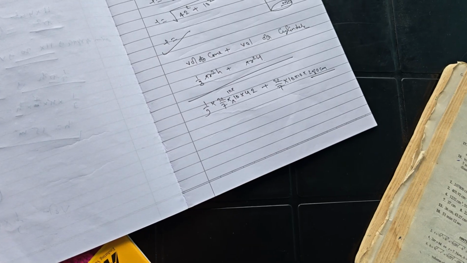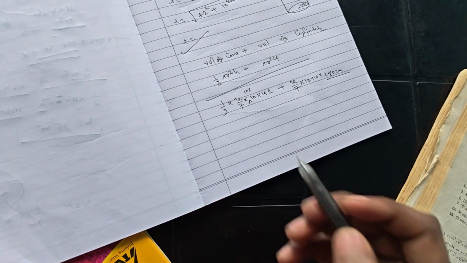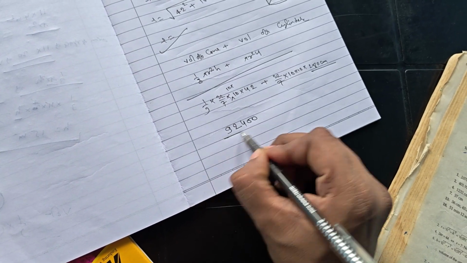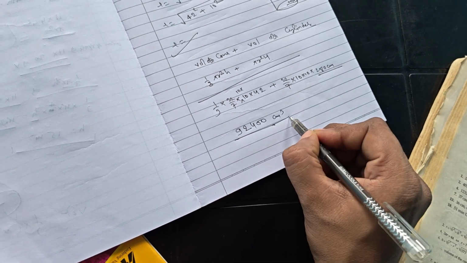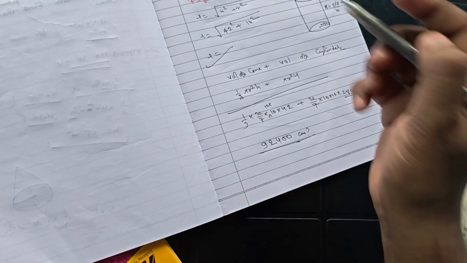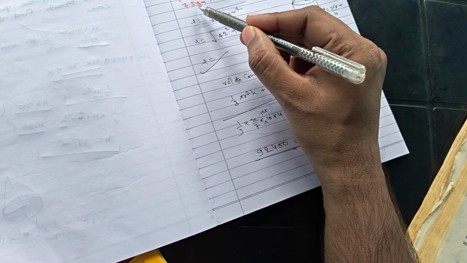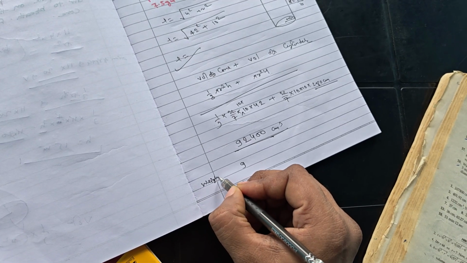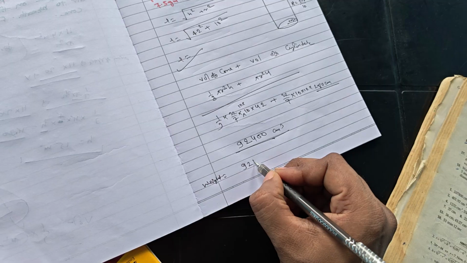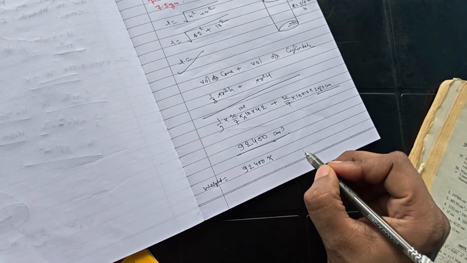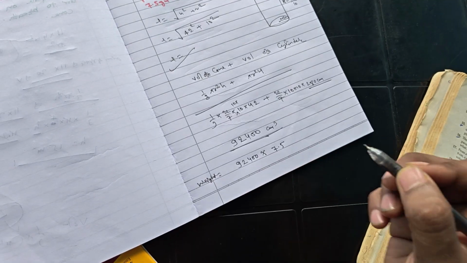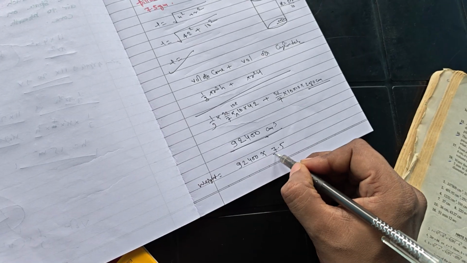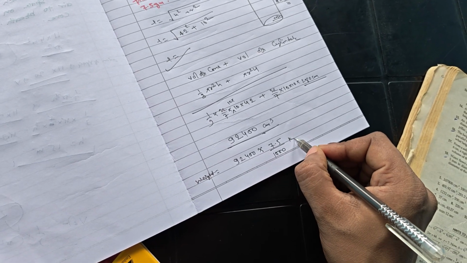Now we get the result of 92400 in centimeter cube, and we have 1 centimeter cube of iron weight is 7.5 gram. So weight is equal to 92400 into 7.5. This is in gram. If we want to find out in kg, we just divide by 1000.